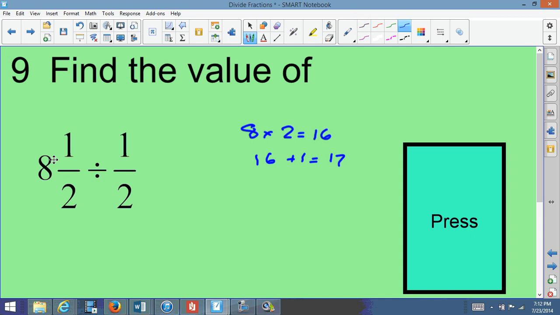So we have 17, and we keep the denominator the same, 17/2, and that's going to be divided by 1/2. You should be able to take it from there. So good luck with that question.